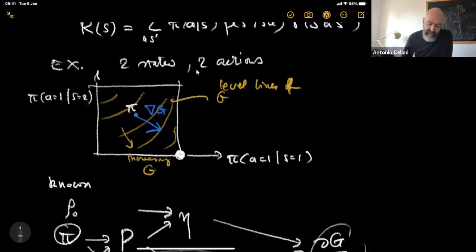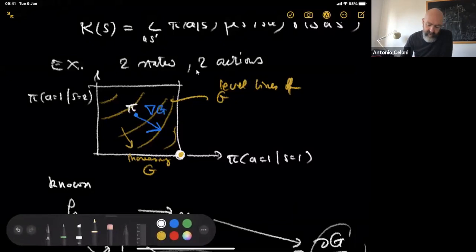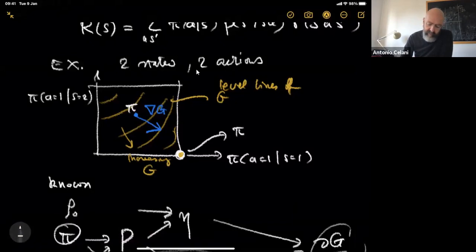And here is the maximum. So this one would be my optimal policy, pi star, which according to this sketch would mean every time that you are in state one, pick action one. And every time that you are in state two, pick action two, because the probability of picking action one is zero at this point, okay?